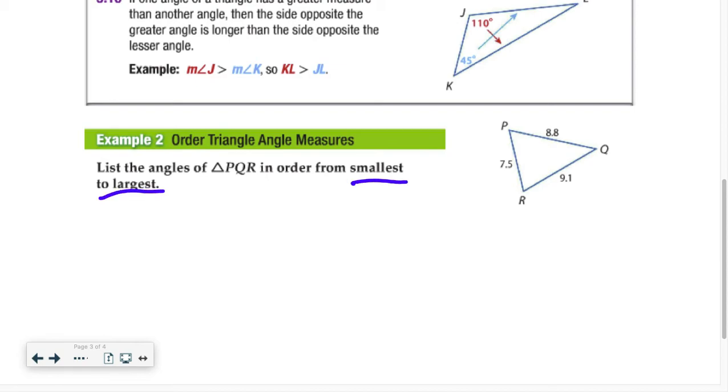So the smallest angle is opposite the shortest side. What's the shortest side? 7.5. So the smallest angle is Q. Angle Q is the smallest. The longest side is 9.1. So the largest angle is angle P. That's the largest. And then, guys, of course, we've got one angle left here, 8.8, which is the middle. And so certainly angle R is going to be in the middle as far as angles go as well. Okay.